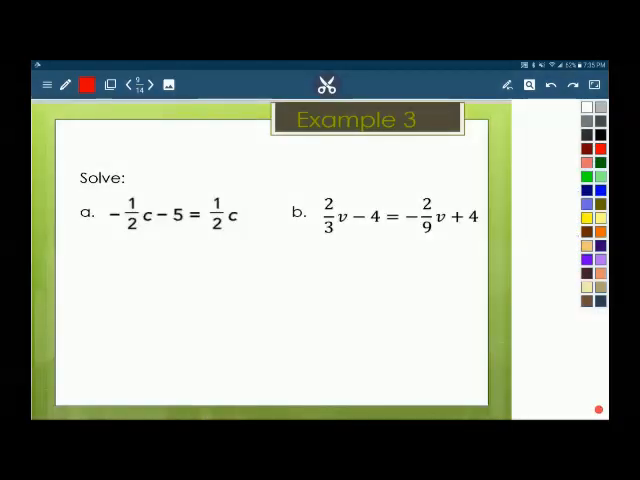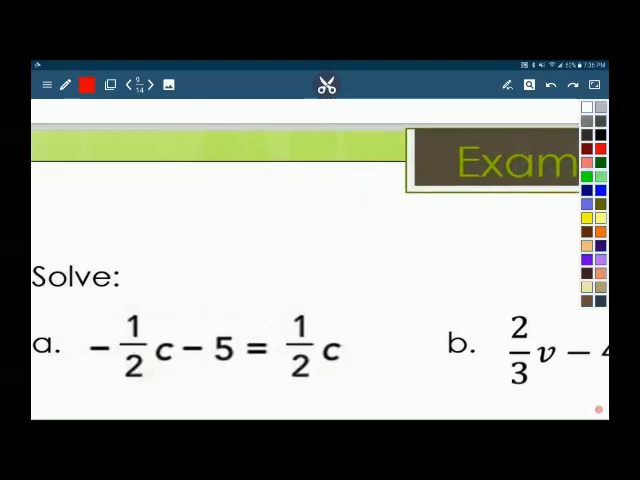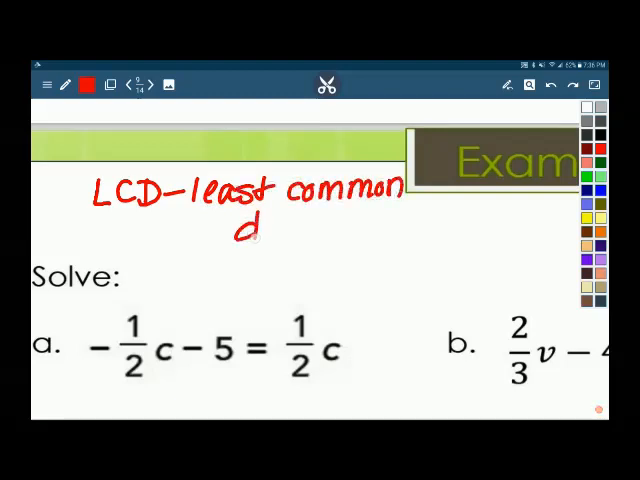So I got a couple more examples for you here that is really practicing the same skill we just learned, but now you might have fractions sitting next to the variables. And what I want to remind you guys of is a term that you may have learned, or you should have learned in 7th grade, which is the LCD. This is the least common denominator.